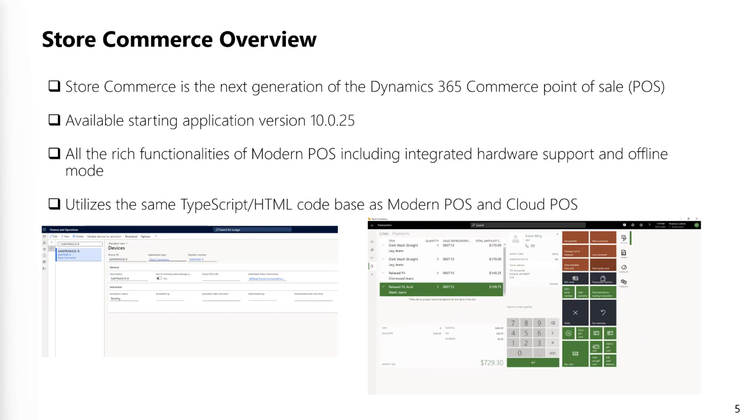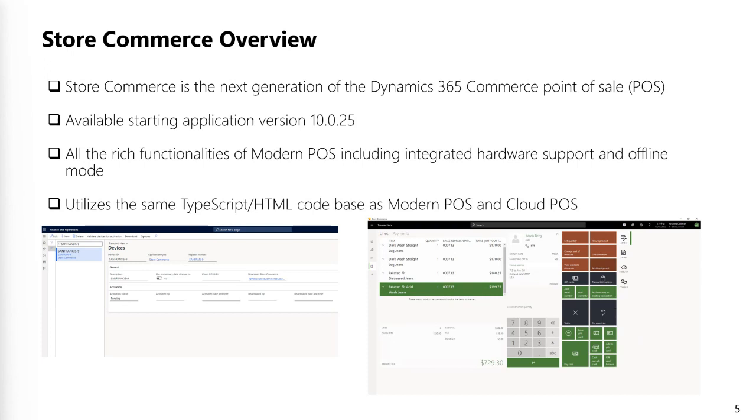This app is available starting with the 10.25 release. If you go to LCS, you can now download the app and release it. One of the key benefits: the previous preview version, which we released in the store, didn't support offline, but now the GA version supports offline, including local hardware station support.